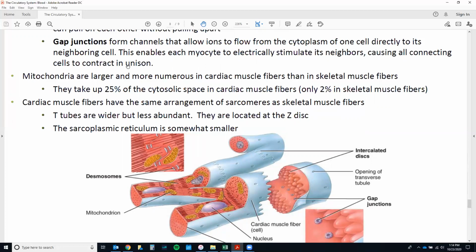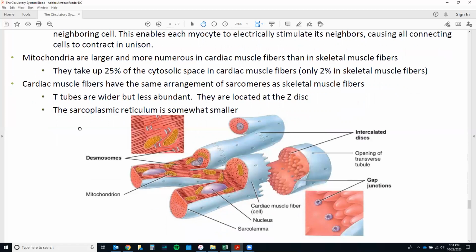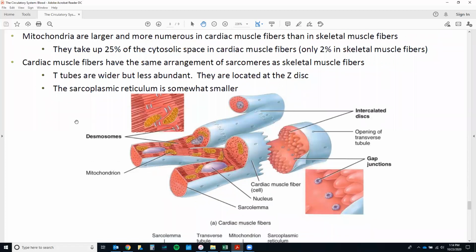We don't want all four chambers contracting at the same time either. That's not a good thing. So, very, very important coordination going on. We'll get into that a little bit more here in the next slide. A little bit more here on histology, though.